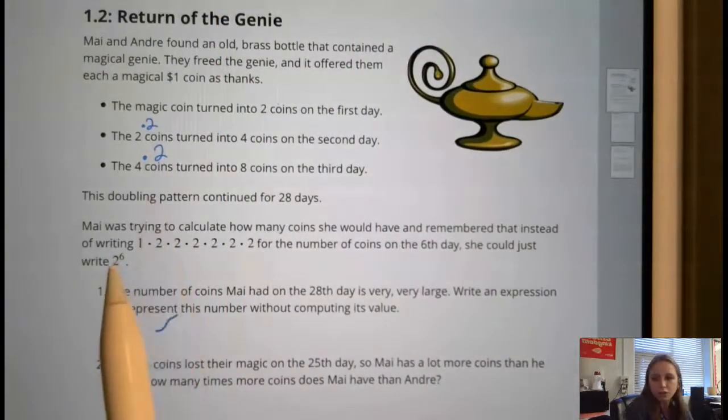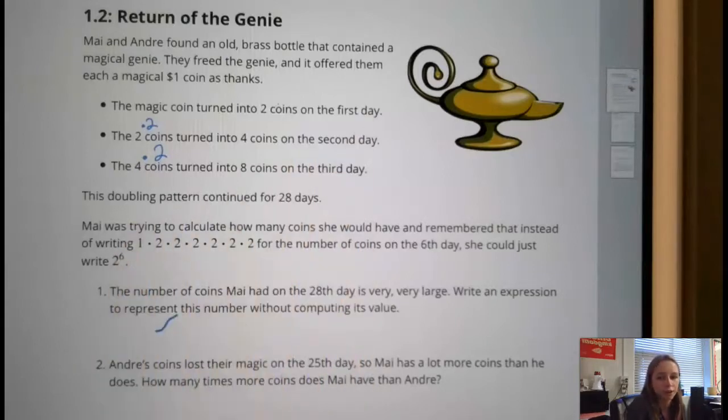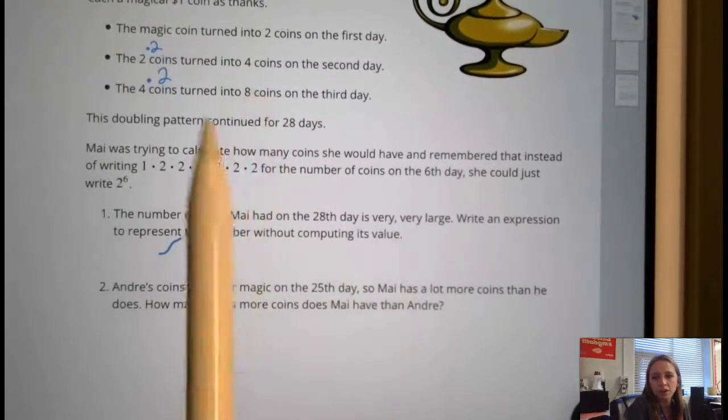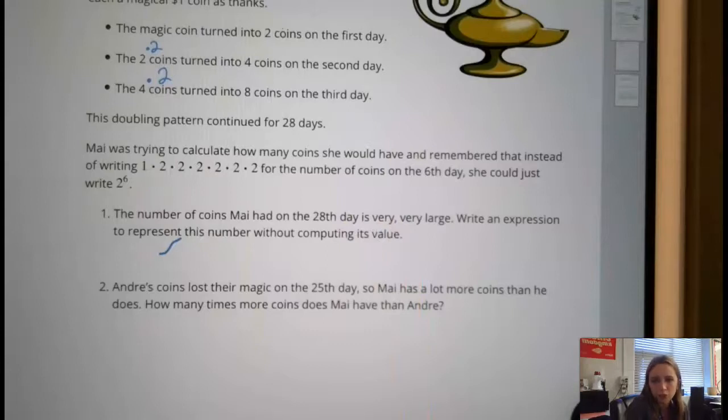Alright, so 2 to the 6th power is the same as saying you're taking 2 and multiplying it by itself 6 times. Just like what this visual is right there. Alright, so the number of coins Maya had on the 28th day is a very, very large number. Write an expression to represent this number without computing its value.